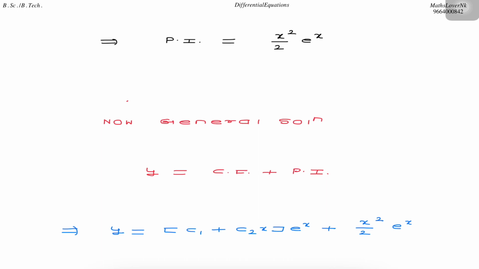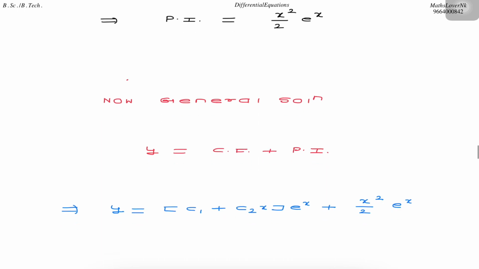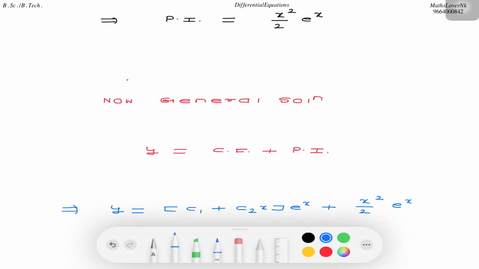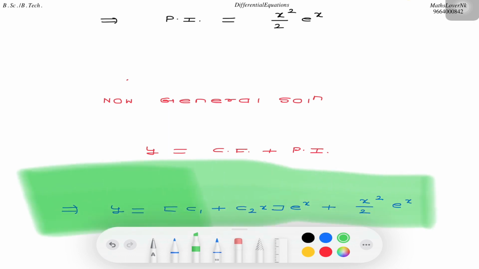I think you understand how we can solve the given question by using the identities and the auxiliary equation. This is our final solution.